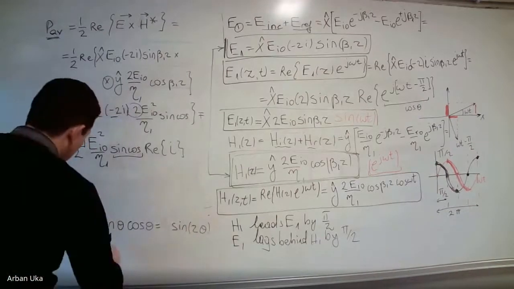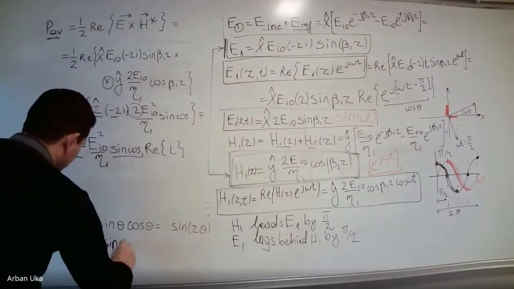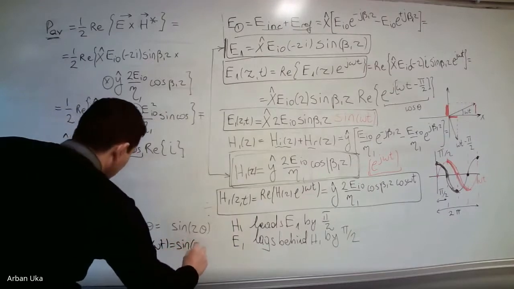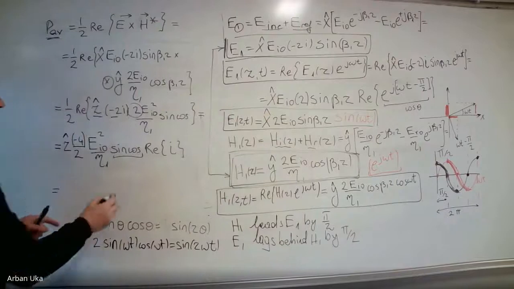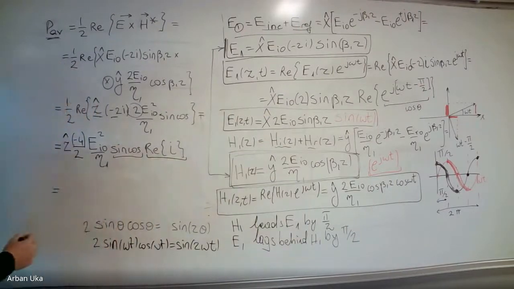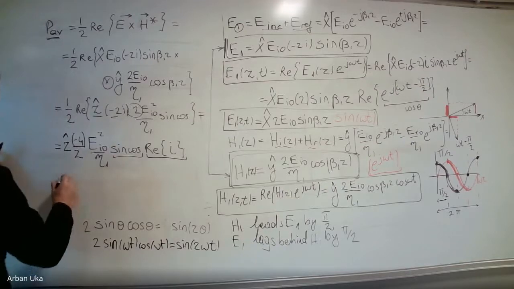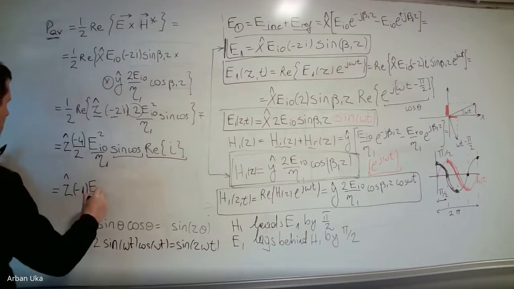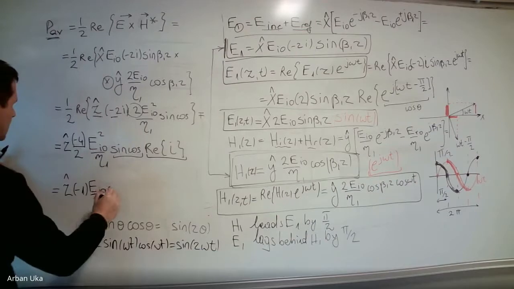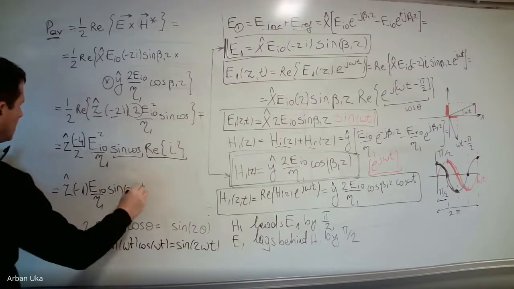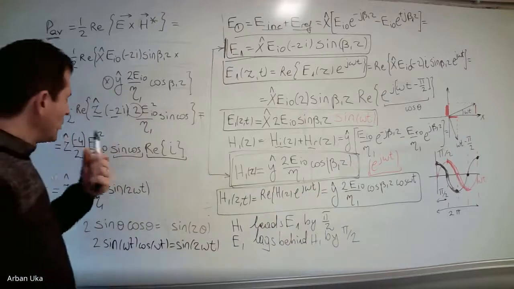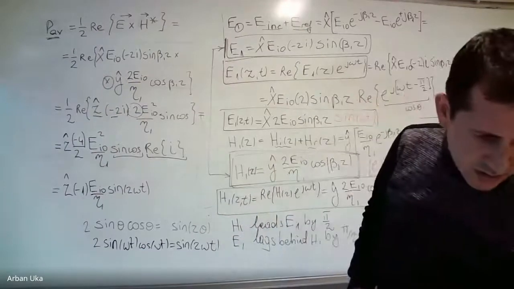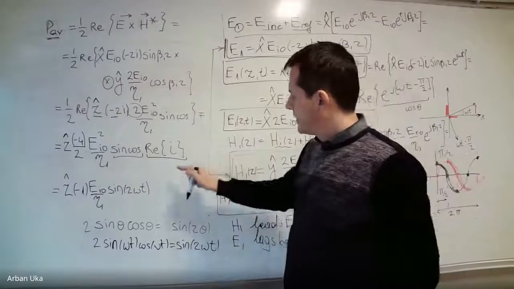So we are seeing the following, I think this is standard: 2 sine omega t times cosine omega t would be equal to sine 2 omega t. Yes, let's keep this in mind. But now, let me ask you this. What is the real part of I? What is the projection of the I on the real axis, on the axis which determines the real values? What is this?